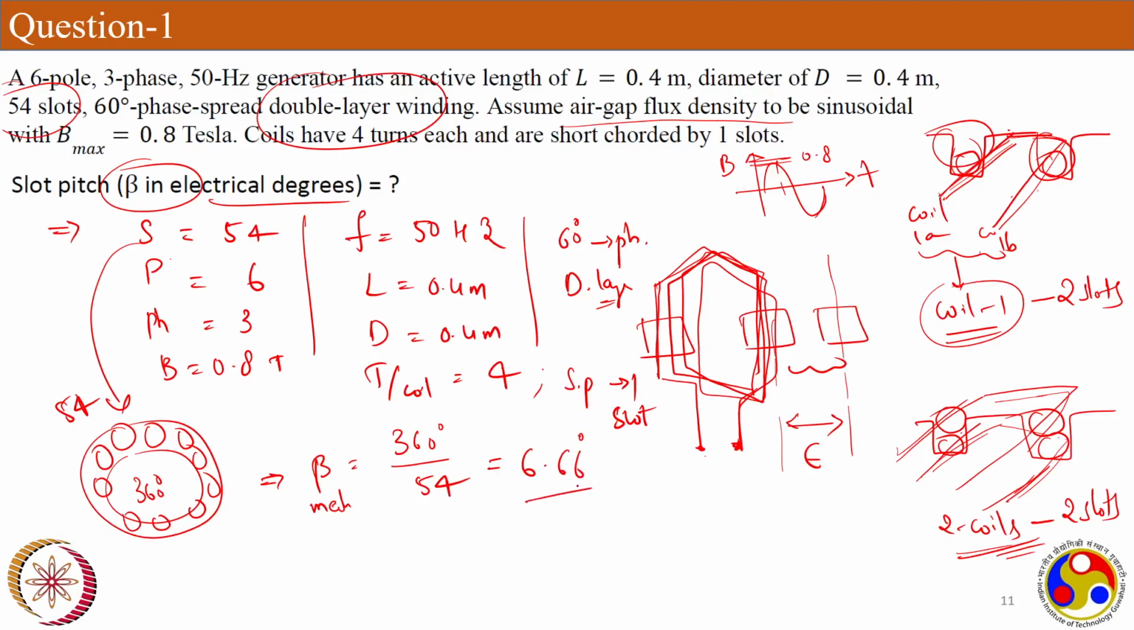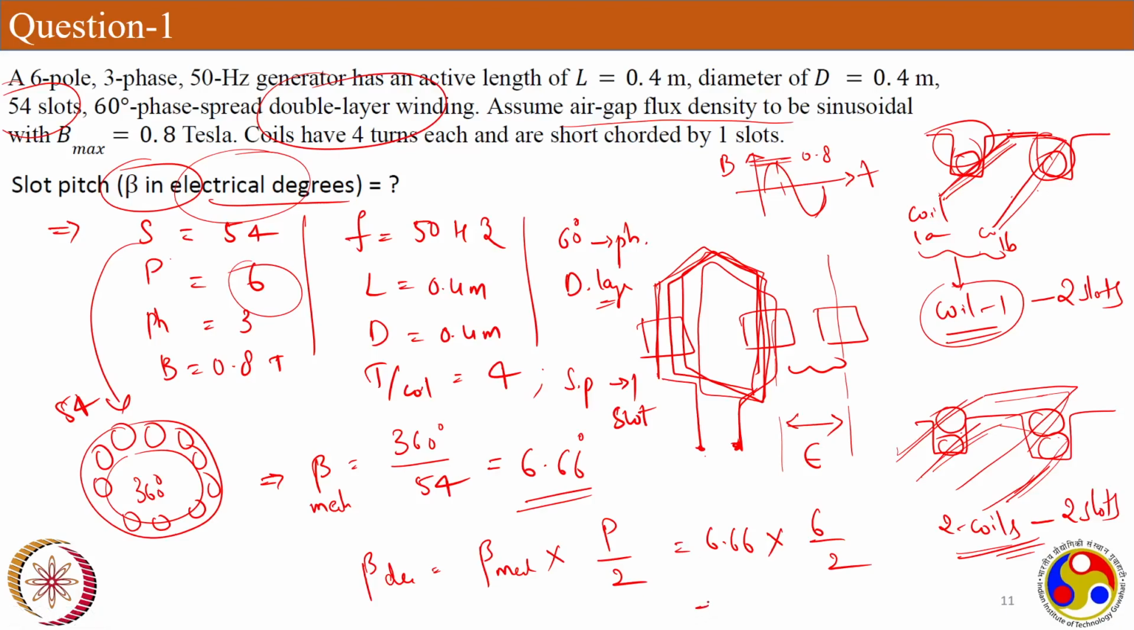6.66 degrees mechanical, but the question asked is in electrical degrees. Now if I want to get electrical, I will multiply mechanical by pole pairs. How many poles is my machine? It's a 6 pole machine. Now 6.66 multiplied by 6 by 2. So multiply it by 3.